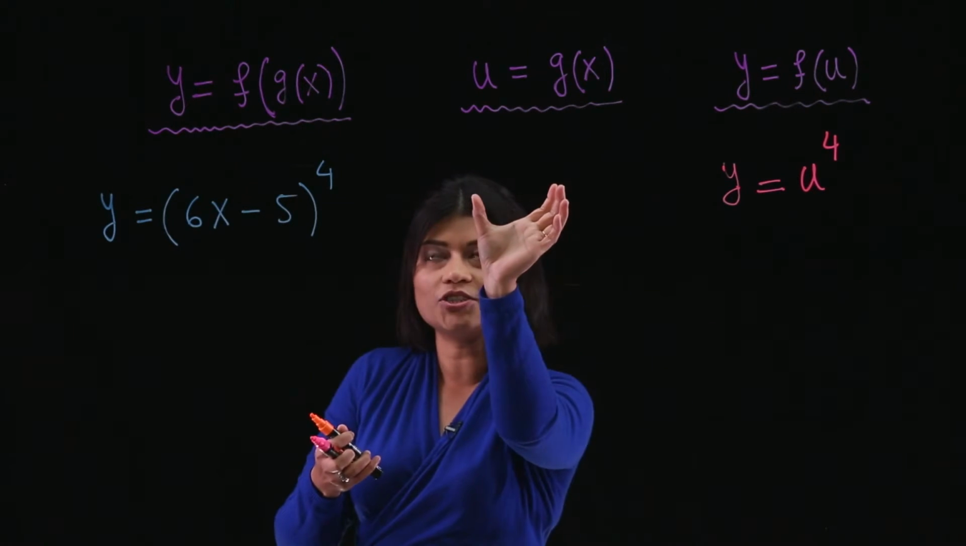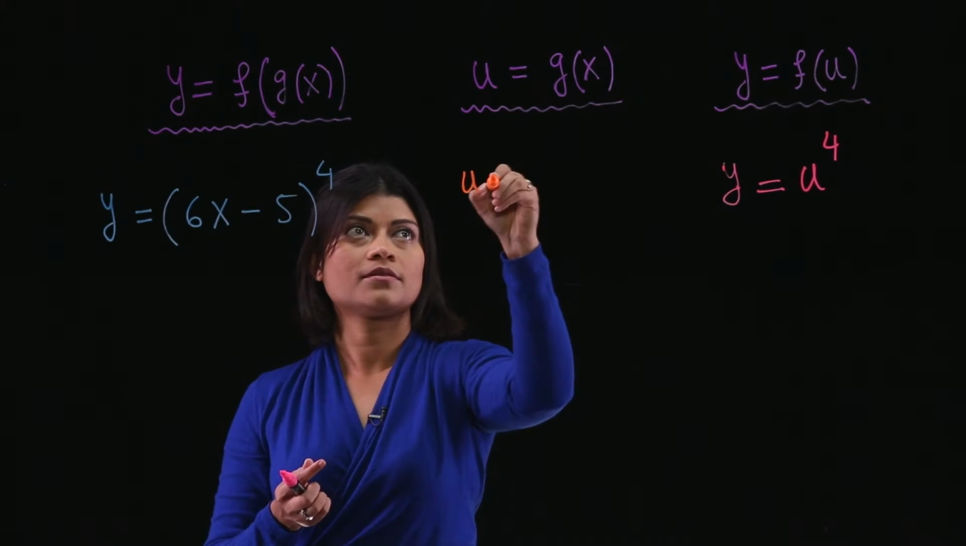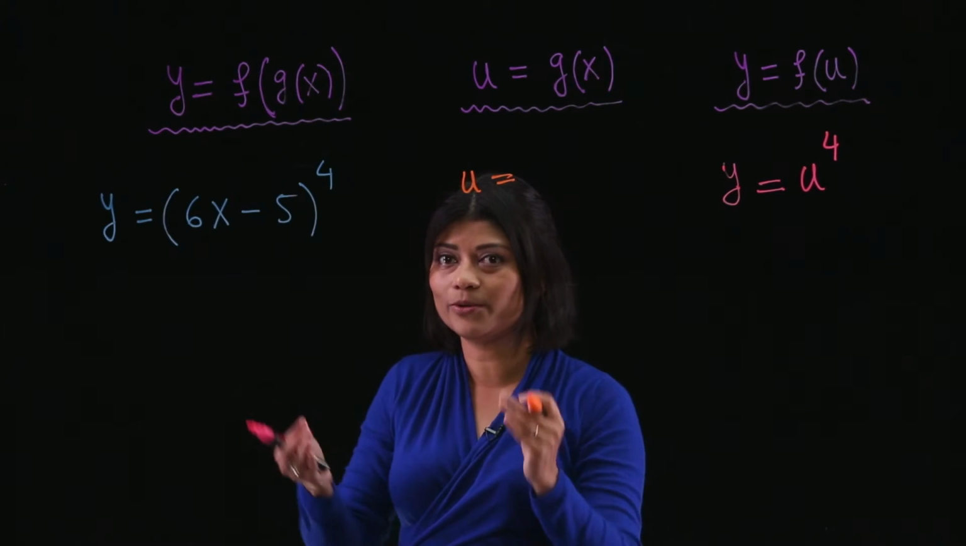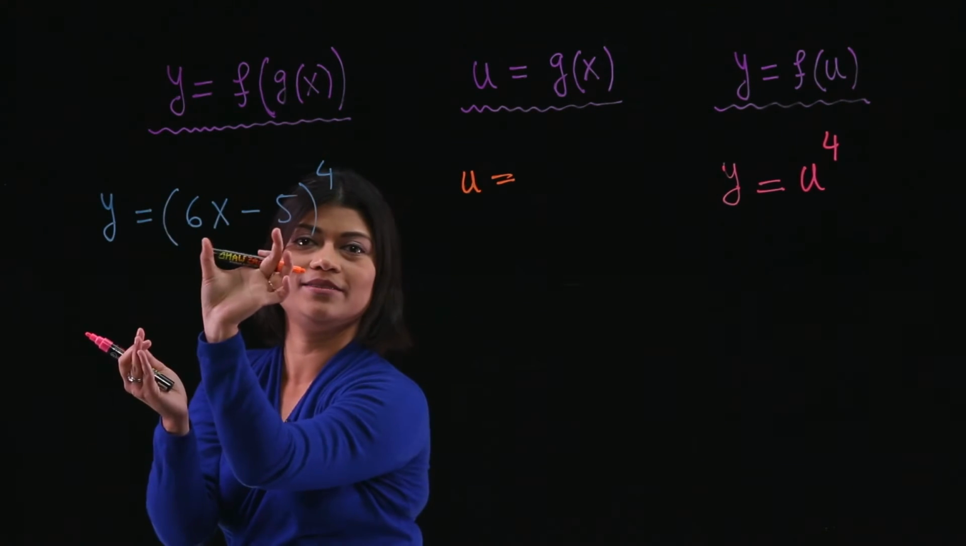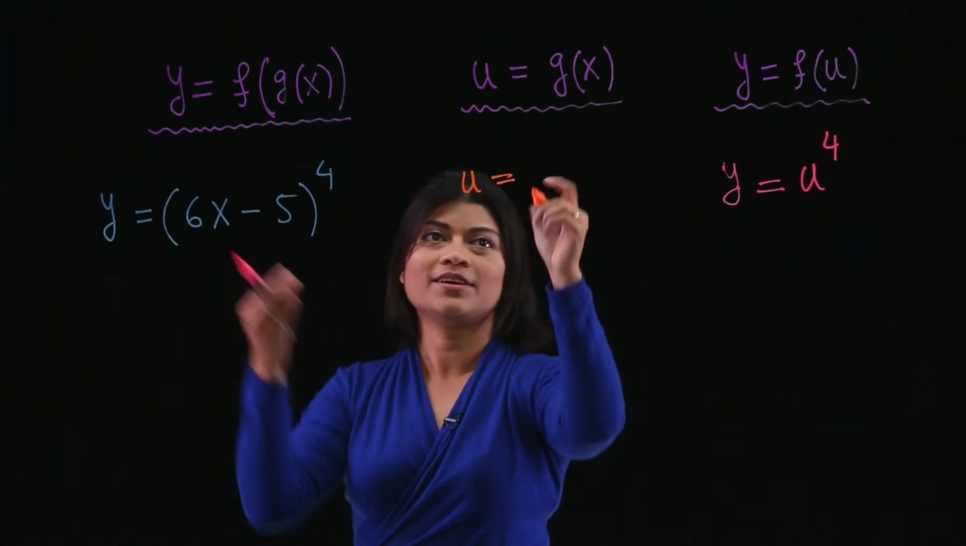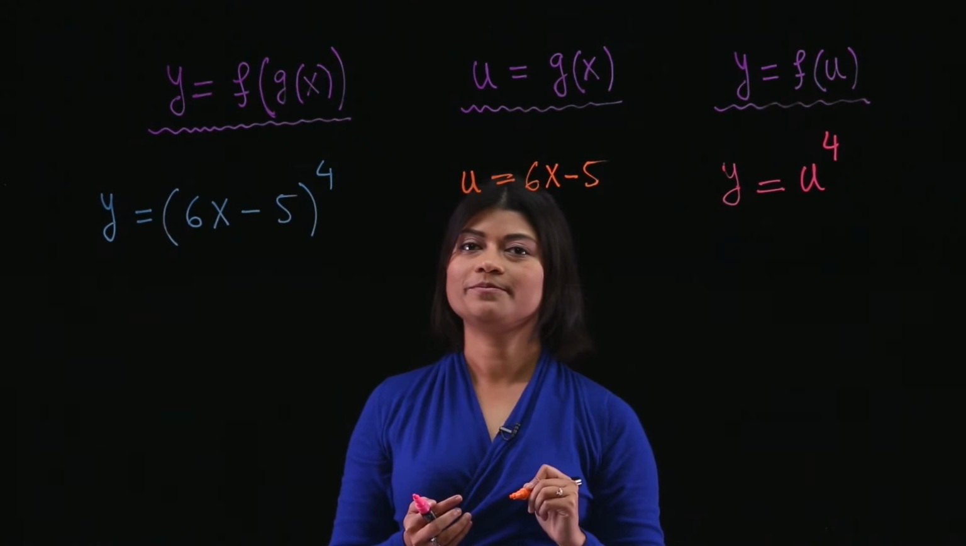Now for the inner function, we have to write it as u equals a function of x. So here x is the independent variable. And what is the inner function? Well, the expression that you plug in to raise it to the power 4. And therefore, the inner function is 6x minus 5.